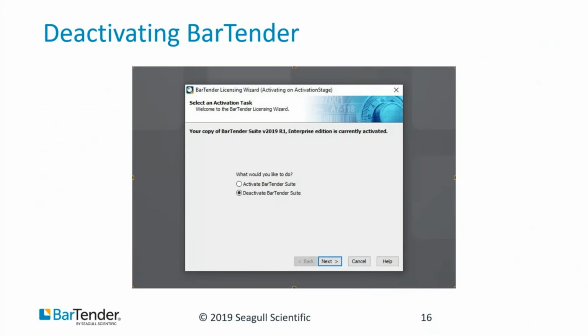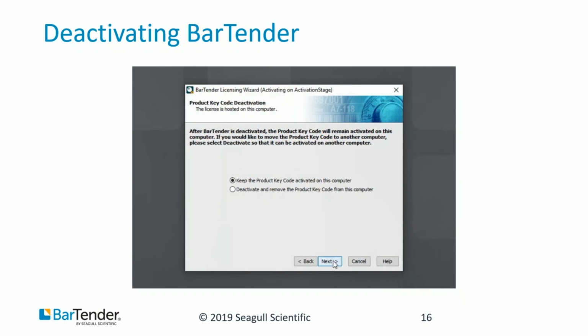So in this demo, we're going to deactivate BarTender. We clicked on help in BarTender Designer, in the BarTender activation wizard, and we're presented with this dialog here. So we can either activate off of another license, or in this example, we're going to deactivate. Now we have the ability to keep the key code activated on this key code, and we'll see that in our admin console as we move on through the admin section of things. Or we can just deactivate it and remove the product key code from this computer altogether.